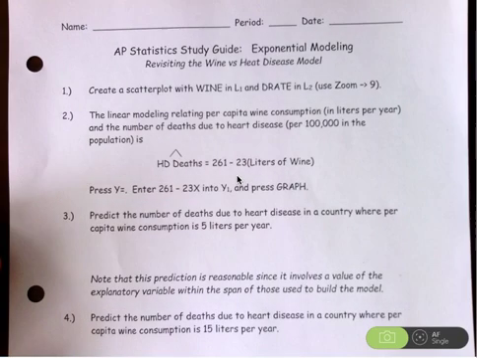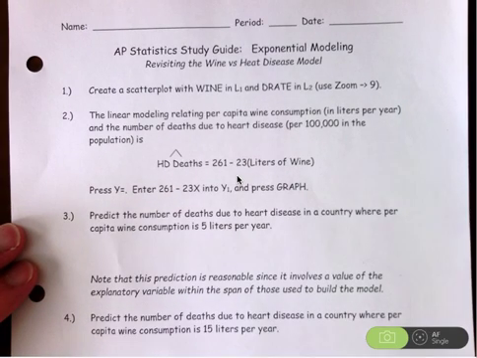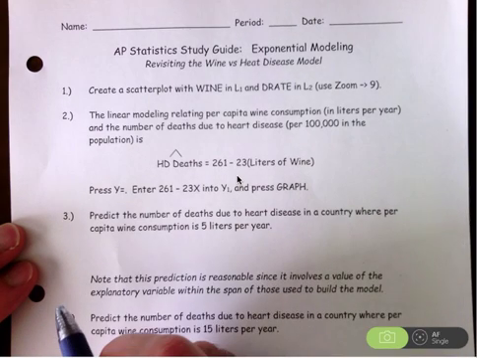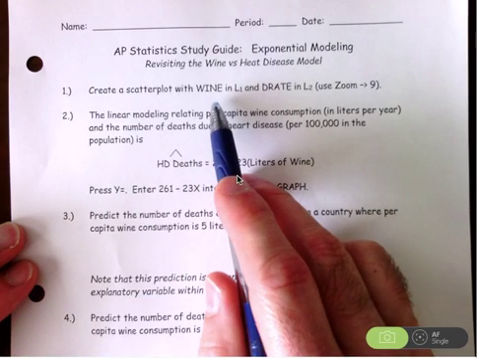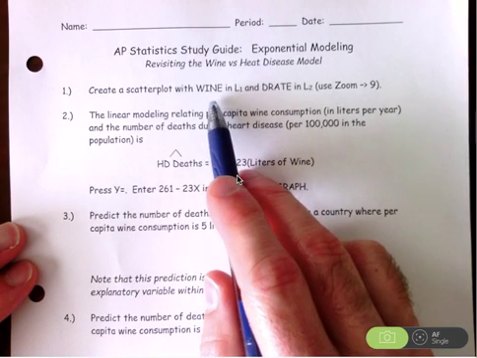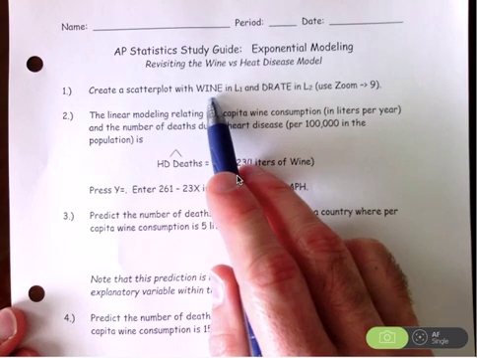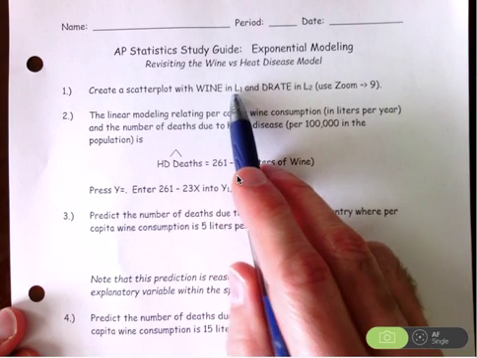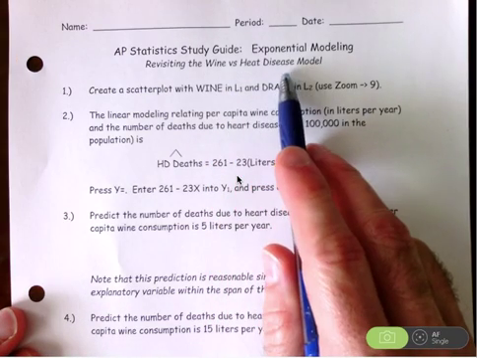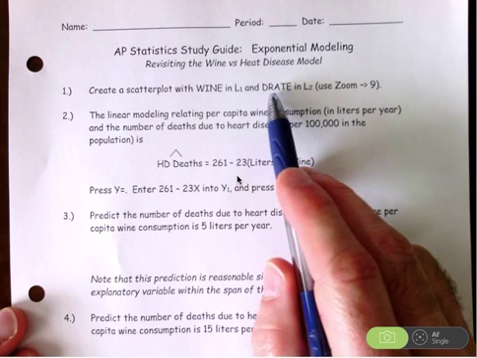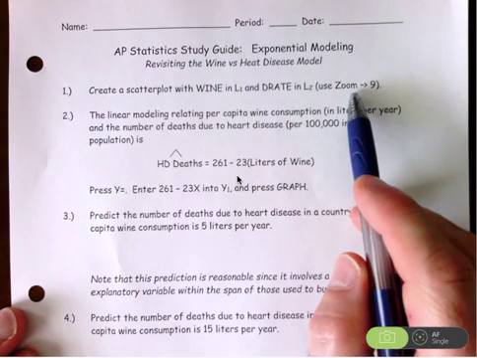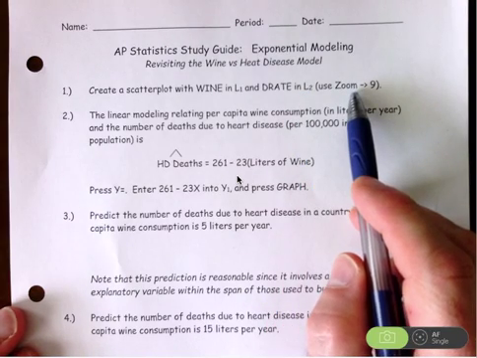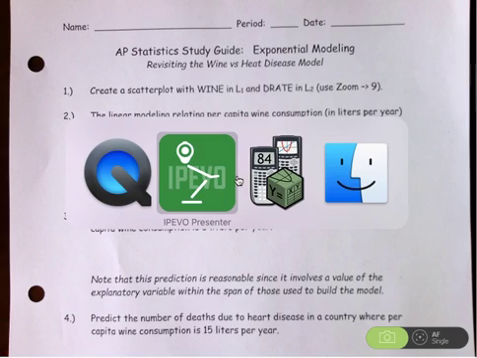Let's take a few minutes and revisit this model that involves the relationship between per capita wine consumption and the death rate due to heart disease. The list with the per capita wine consumption data is named wine. Store that into list 1, and D rate was the heart disease death rate. Store that into list 2, and then we can create a scatter plot, and we can use zoom 9 to see these data again.